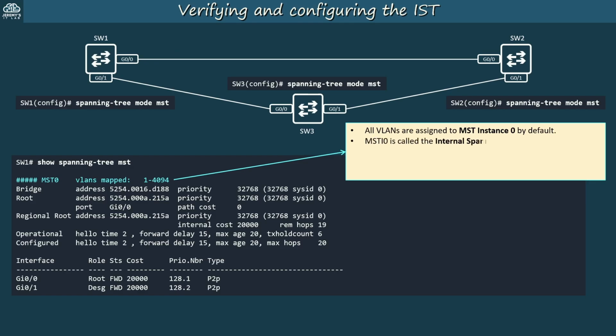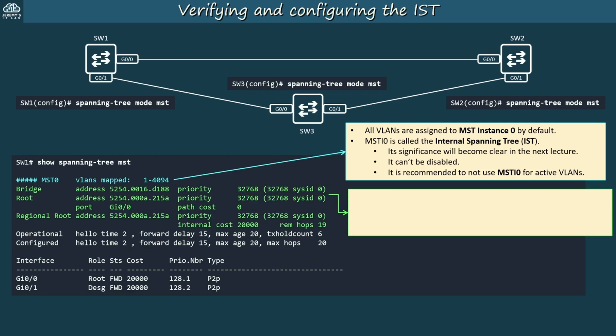MST instance 0, or MSTI0, is called the internal spanning tree, the IST. Its significance will become clear in the next lecture video, so I won't go into the details here. Just keep in mind that it can't be disabled, and it is not recommended to use MSTI0 for active VLANs. All VLANs are assigned to MSTI0 by default, so we'll assign the active VLANs, which are VLANs 1 to 100 in this case, to other MST instances later. But for now, let's continue to look at this output.